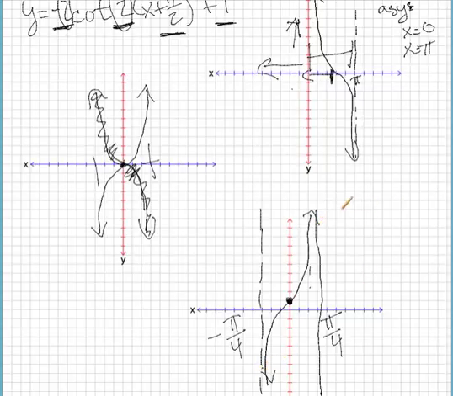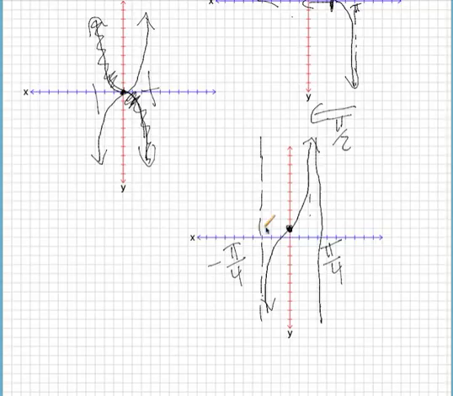Alright, so this is our function right here. It's shifted up 1. We went over pi over 2. And our period was shrunk by 2. It was shrunk by pi over 2 as well. And this is 1 right here.